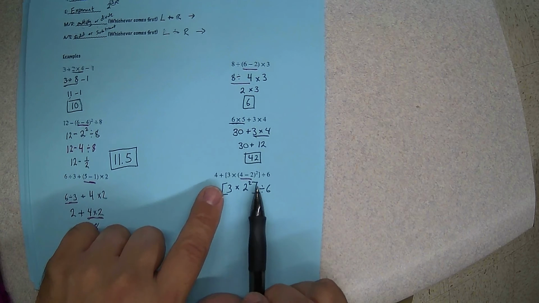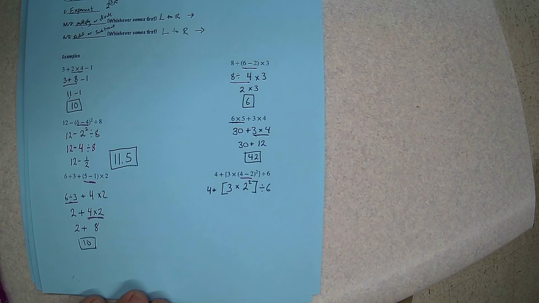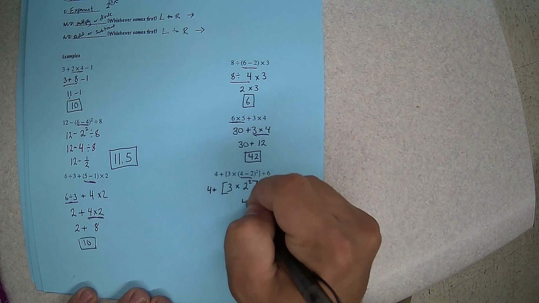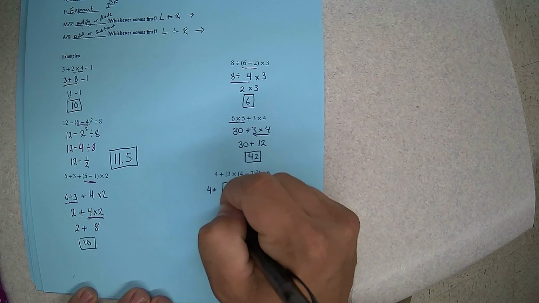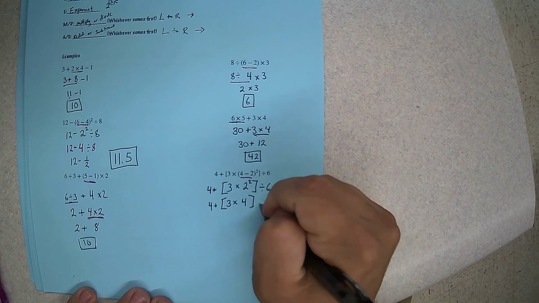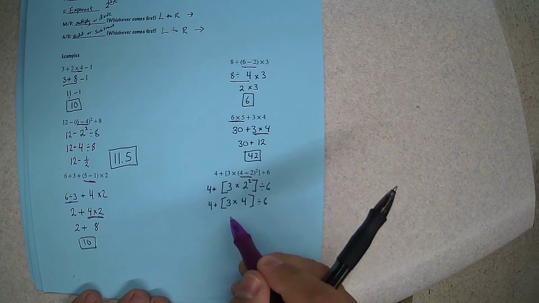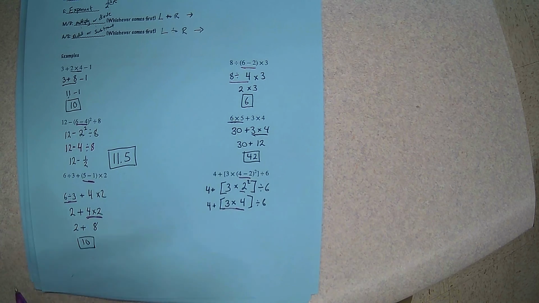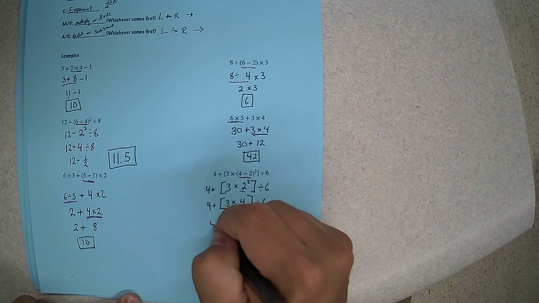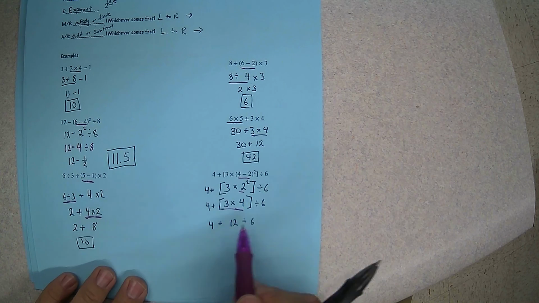We still have some grouping, and inside of our grouping we have exponents, so we have to do that exponent still. 2 squared is 4. And then we have the 3 times 4. The exponent went away, but we still have those grouping symbols, and we write everything else that's outside of them. Still have the grouping, so we're going to do the 3 times 4, which is 12. Now we can get rid of that grouping symbol. We don't need those brackets anymore. We've done everything that's inside of them.